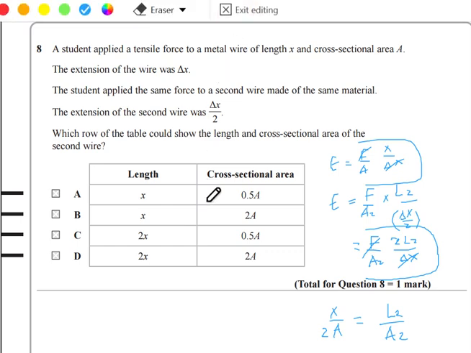Let us see x over half A. This means something like that, which means 2 goes up, so it cannot be the answer. x over 2A, this is exactly the same ratio.